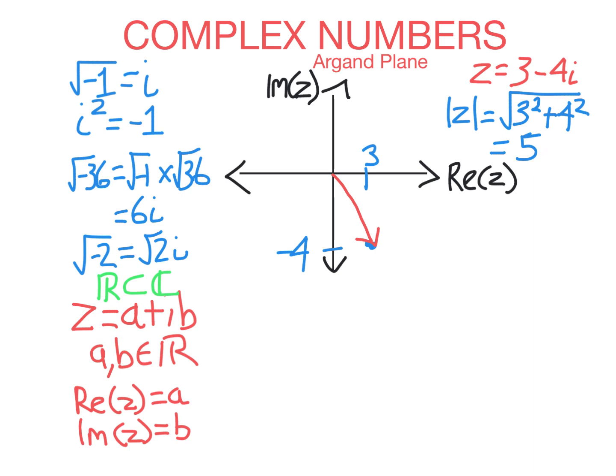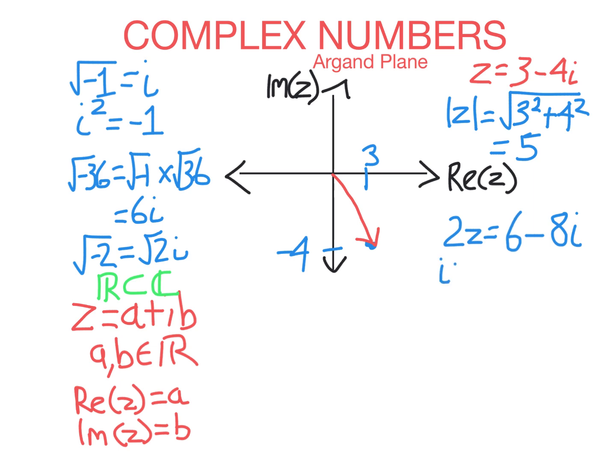So just as we did for vectors, we can multiply complex numbers by a scalar. So let's say, for example, I'm going to multiply z by 2. I just multiply each component by 2. I multiply the real component by 2. 3 times 2 is 6. And multiply the imaginary part by 2. Negative 4 times 2 is negative 8.